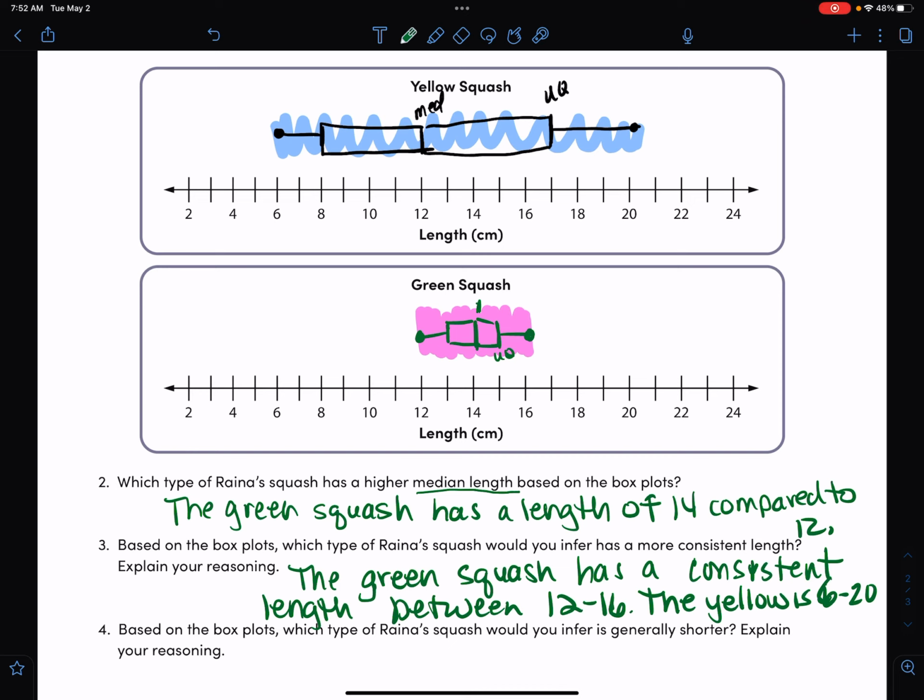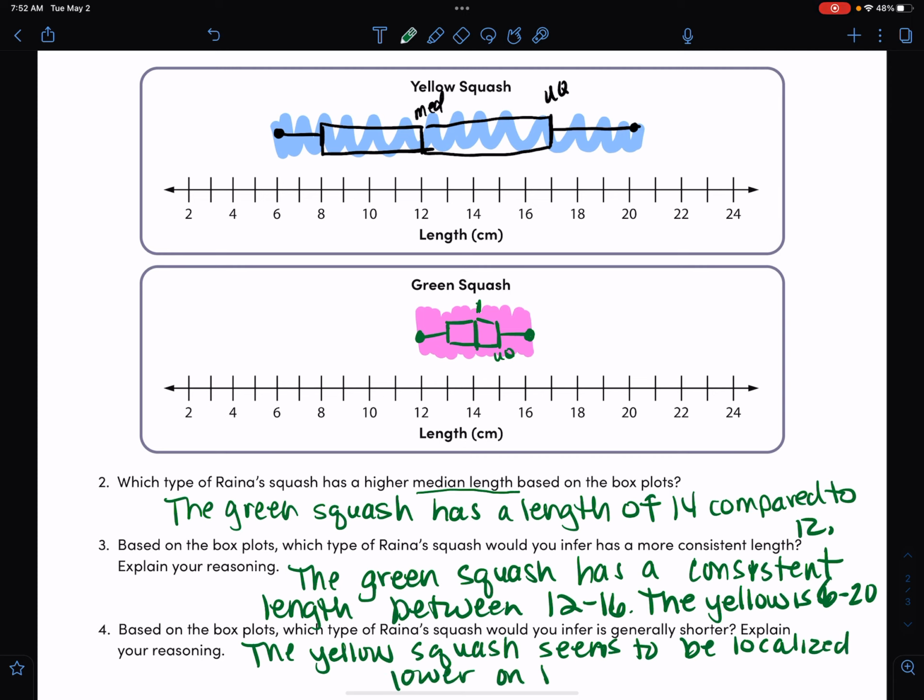Based on the box plots, which type of squash would you infer is generally shorter? Well, the yellow one. The yellow squash seems to be localized lower on the box plot. Therefore, shorter.